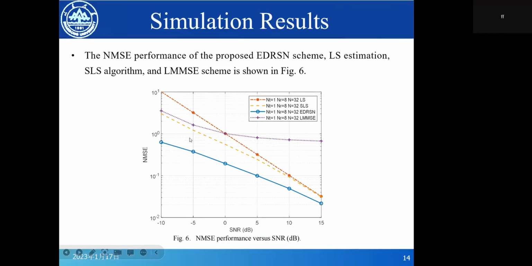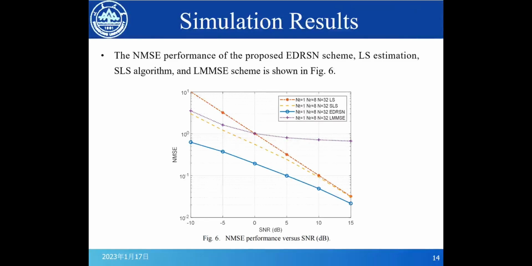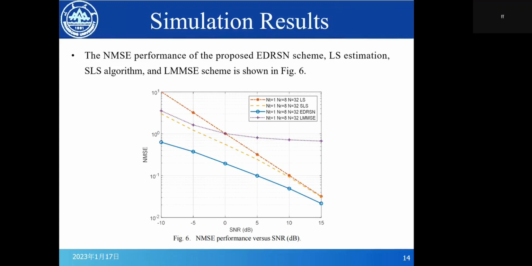As we can see, in low SNR, the EDRSN is much better than the traditional one. That's because it can get more accurate channel matrices to eliminate the signal noise at the receiver.